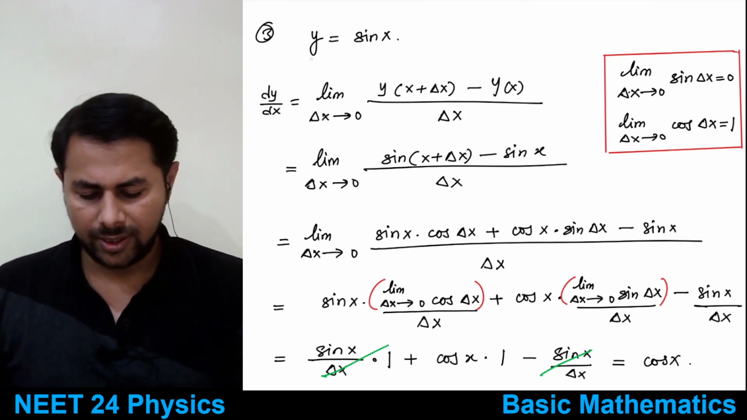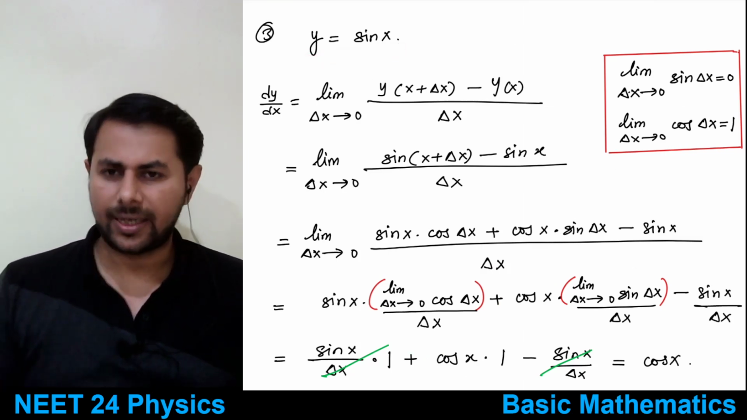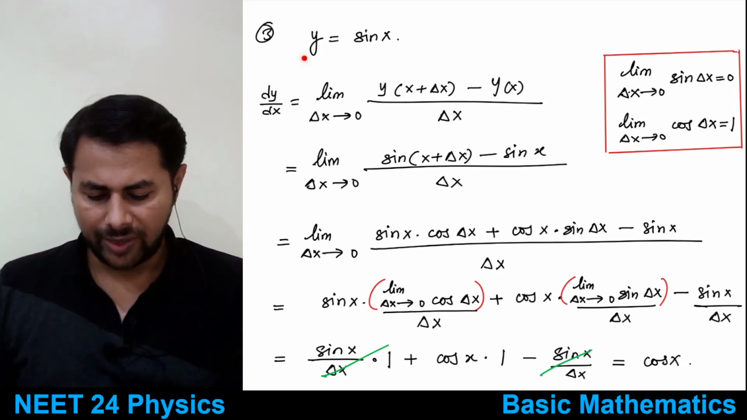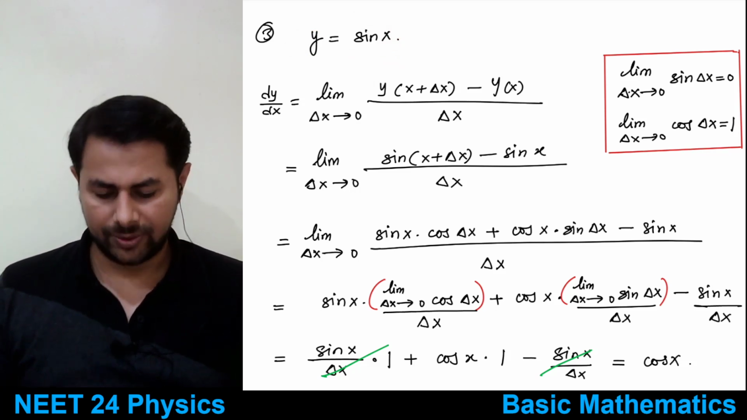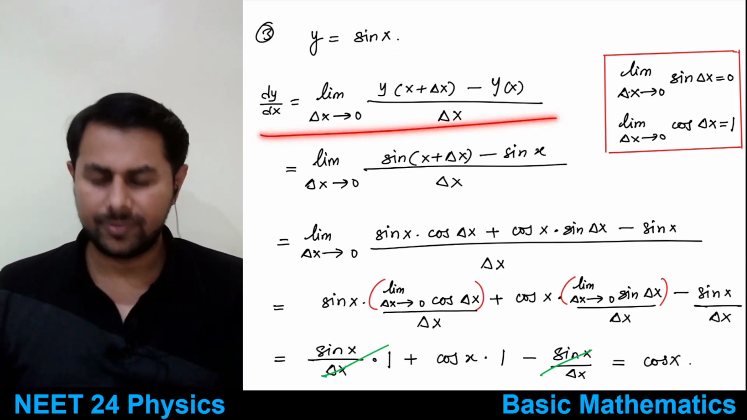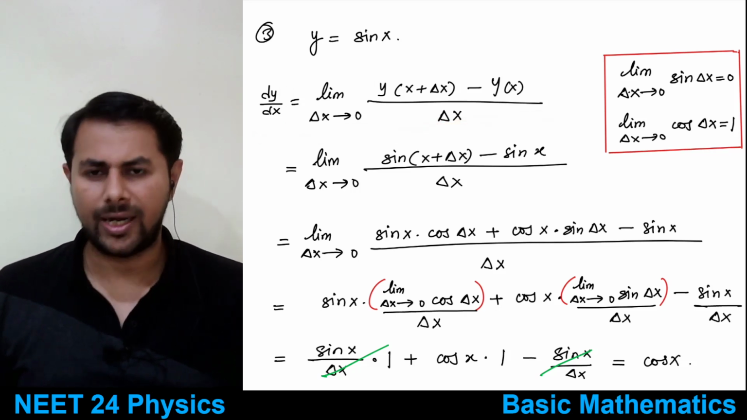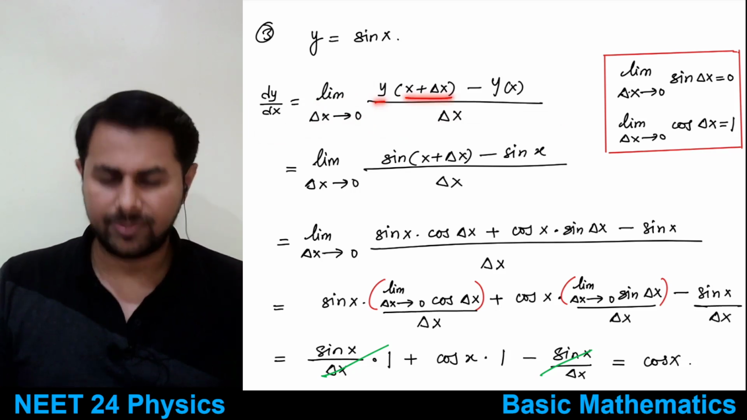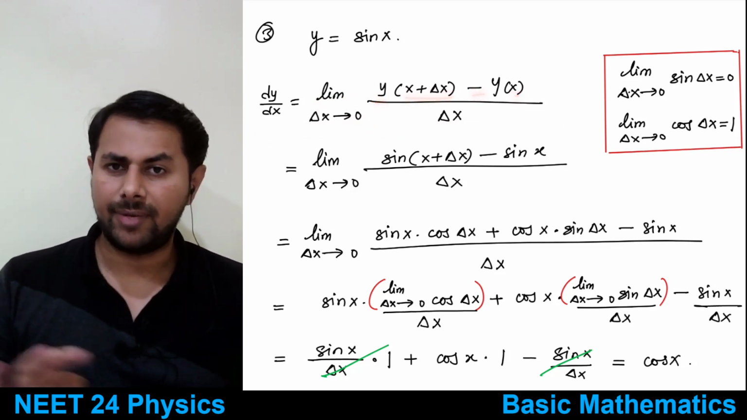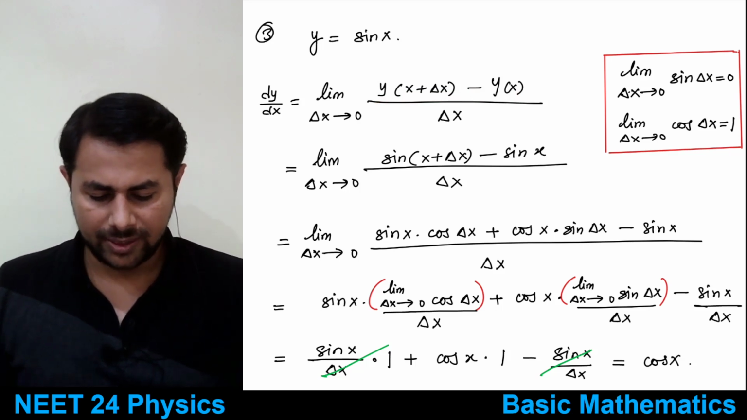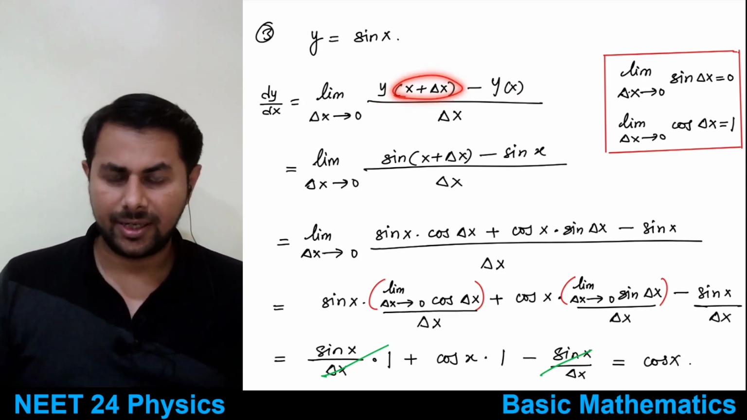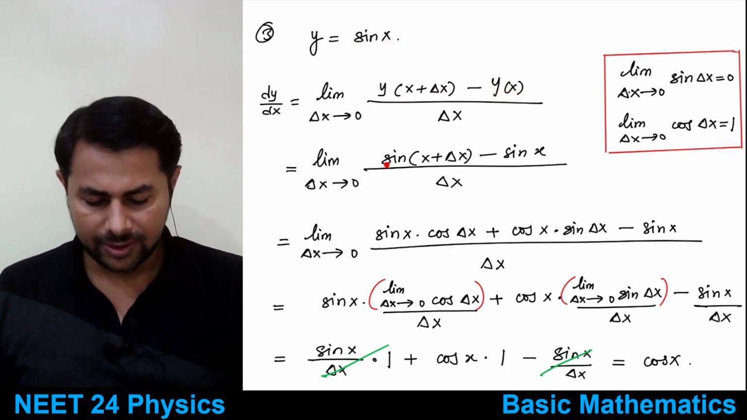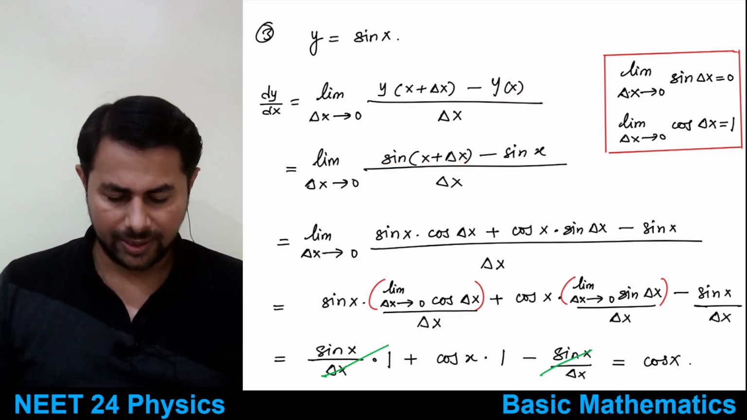After that, for an example, you have y equals sine of x and you want to find its derivative. So what's the formula? dy by dx, the derivative of y with respect to x, is the limit as delta x tends to 0 of y of x plus delta x minus y of x, divided by delta x. Because y of x is sine x, y of x plus delta x will be sine of x plus delta x, right?